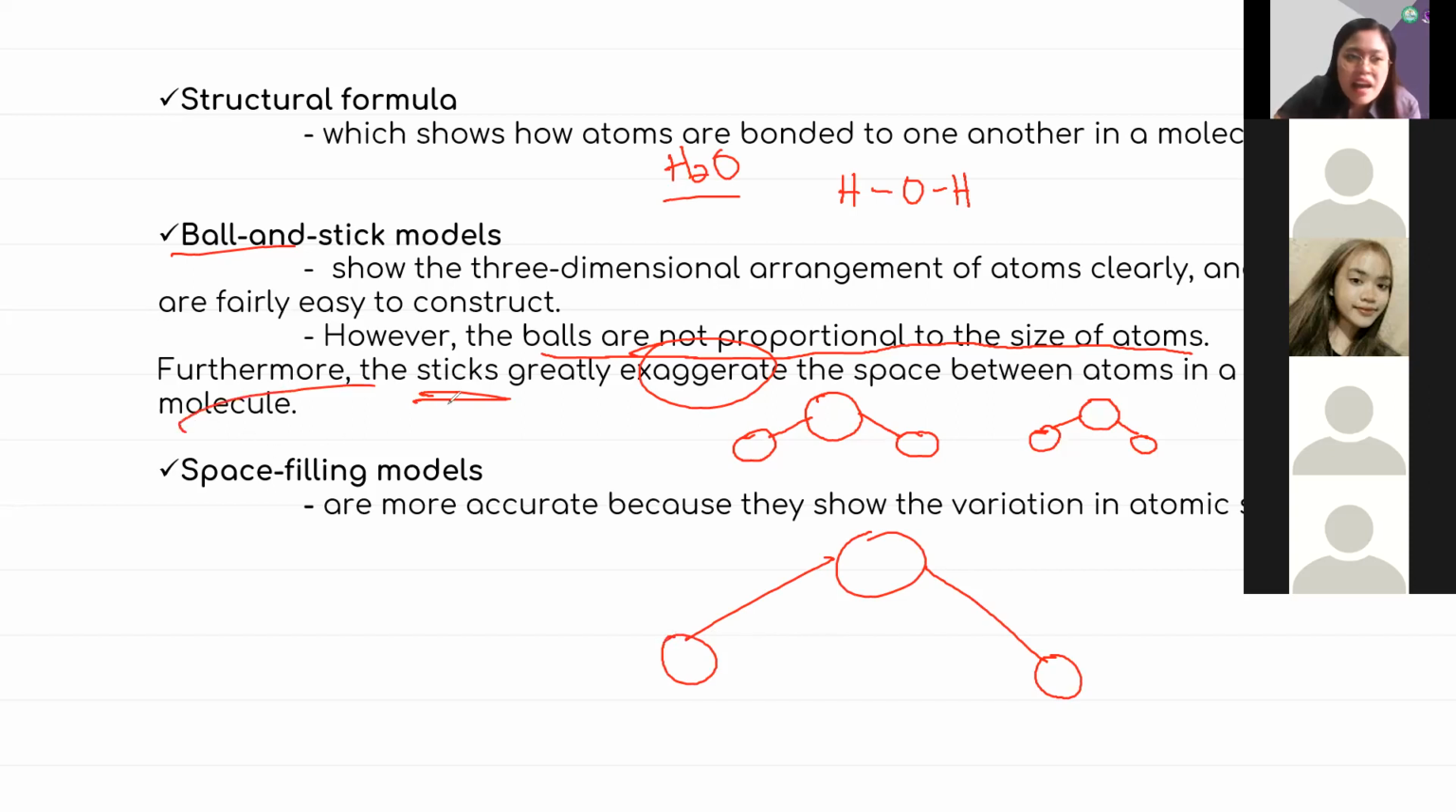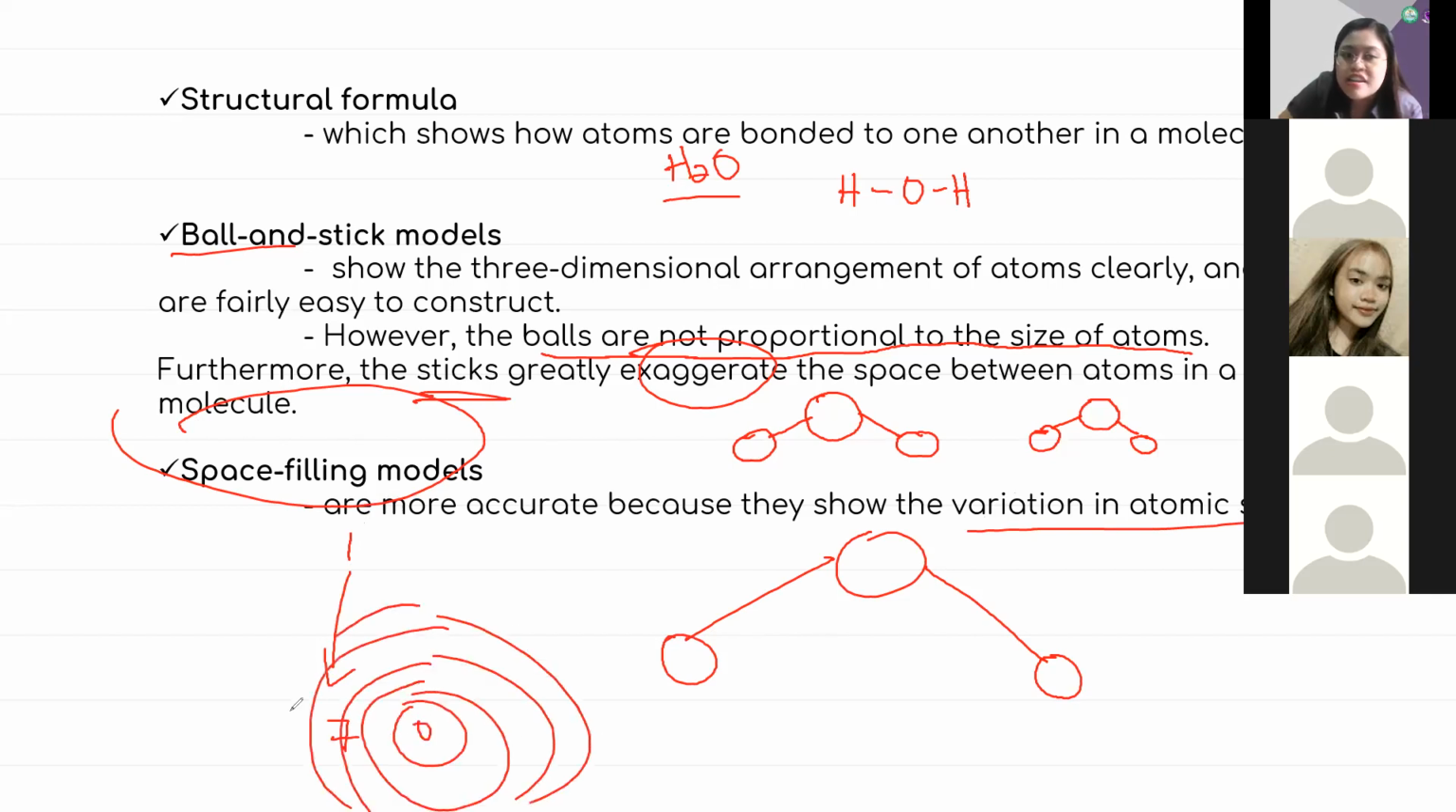So ang pinaka-accurate na models among the three is the space filling models. Bakit? Kasi this will show us the variation in the atomic size. Iba-iba kasi ang size ng ating atoms, class. And remember, ang sabi ko sa inyo, as you go down the period from 1 to 7, lumalaki yung atoms because of the energy shells nila. So, syempre kung nasa period 1 siya, isang energy shell lang.